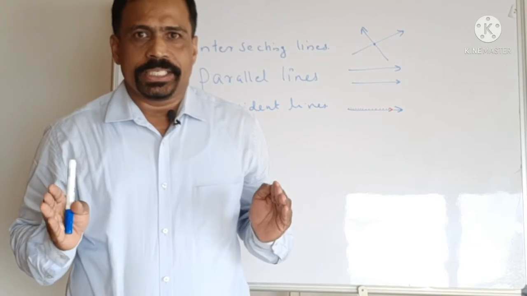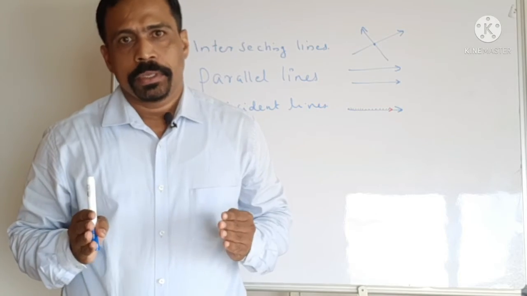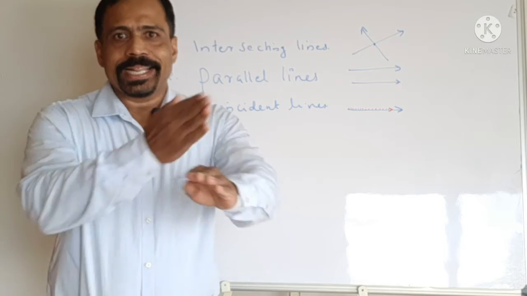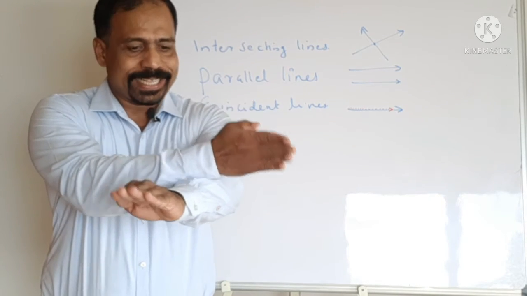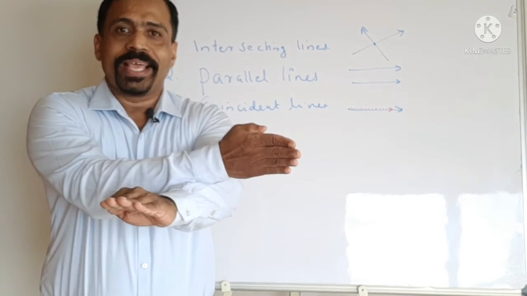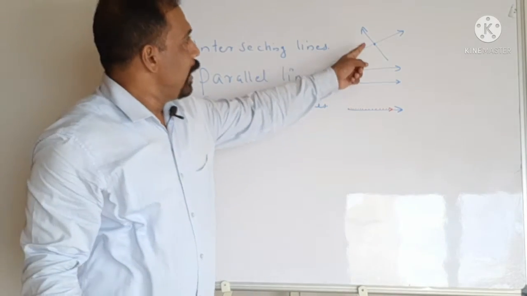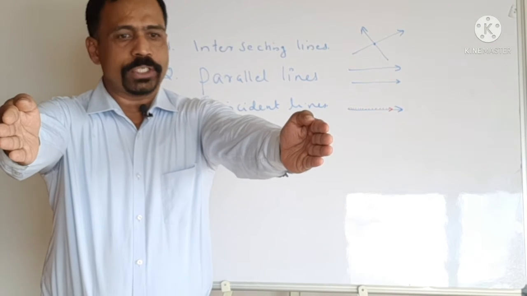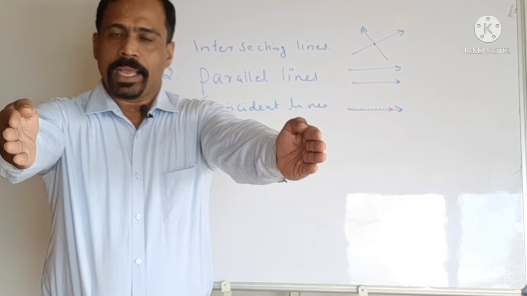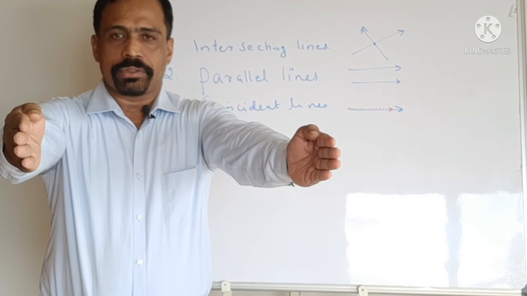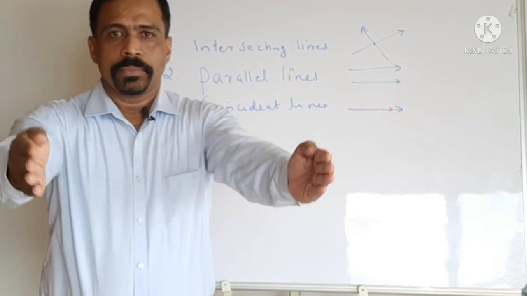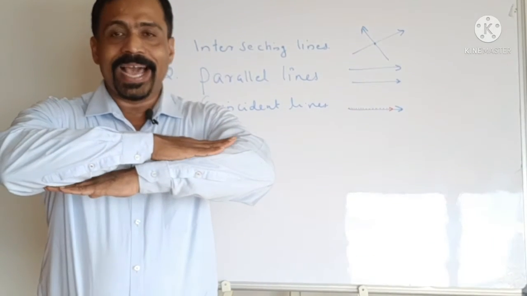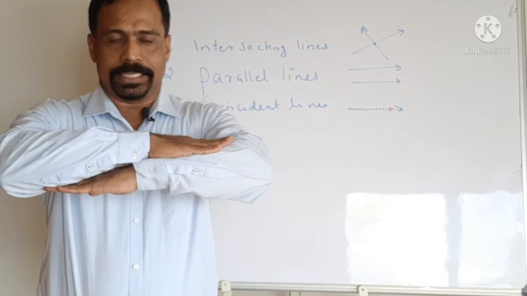So let us understand three basic concepts. First of all, what is an intersecting line? Intersecting lines are those lines which are intersecting at one point. They are called intersecting lines, like this. Now, what are parallel lines? Parallel lines are those lines which go parallel. An example is railway tracks. What are coincident lines? Coincident lines are those lines which are lying one on top of the other.